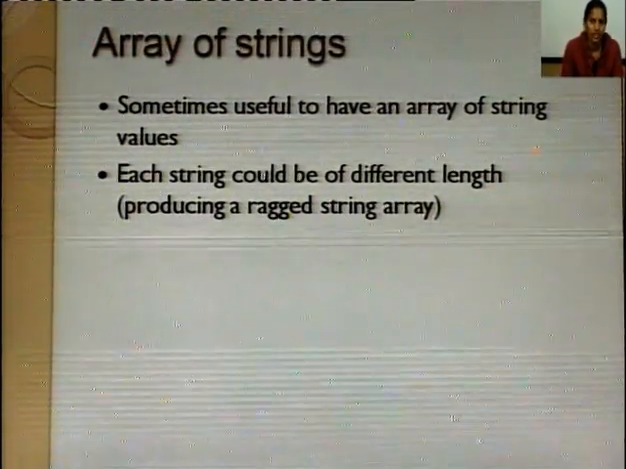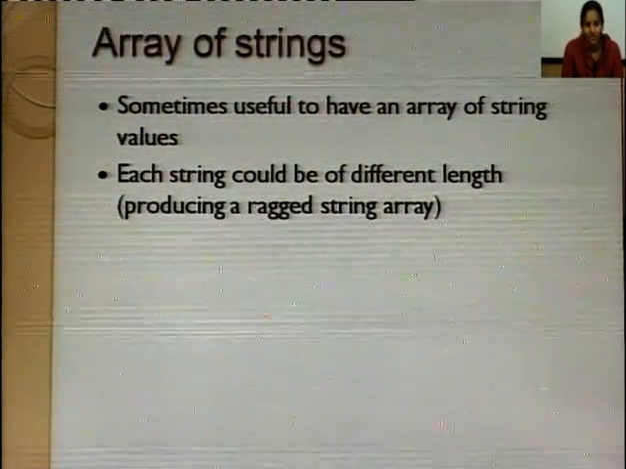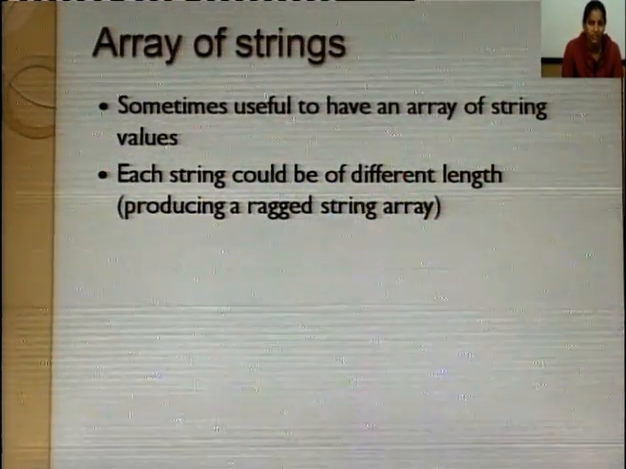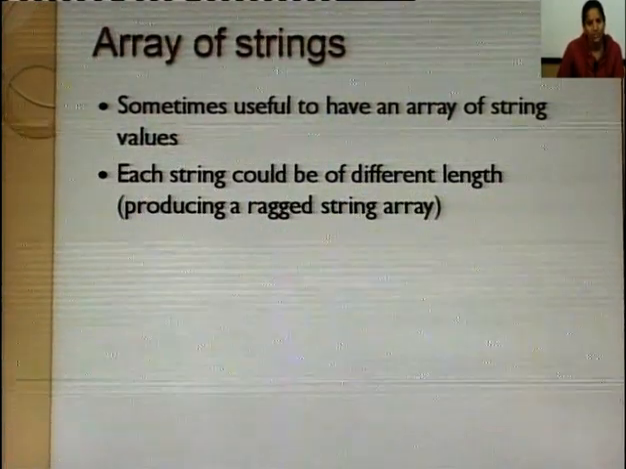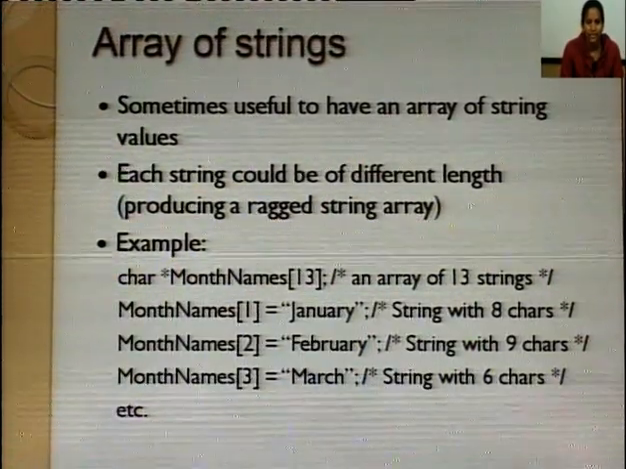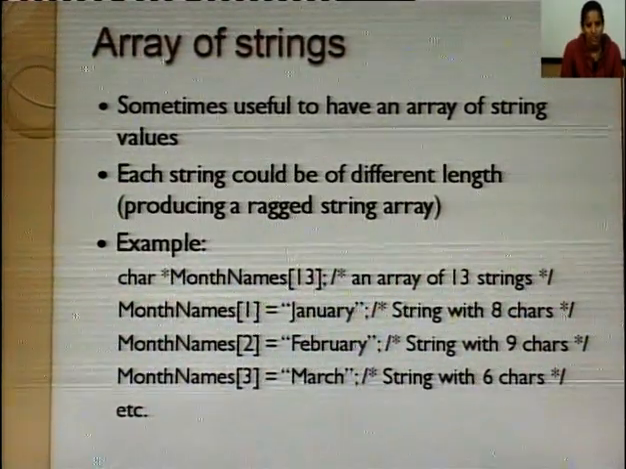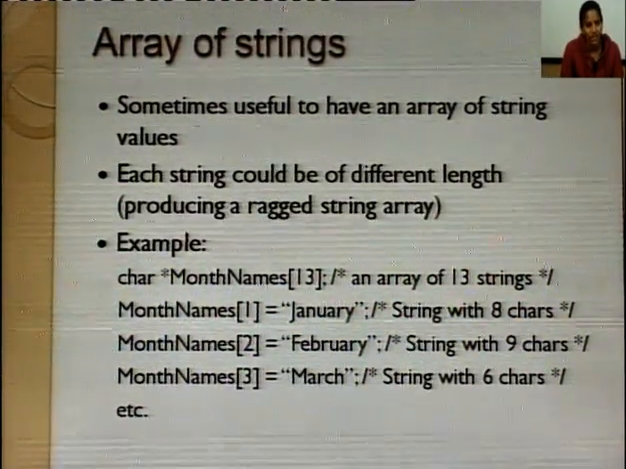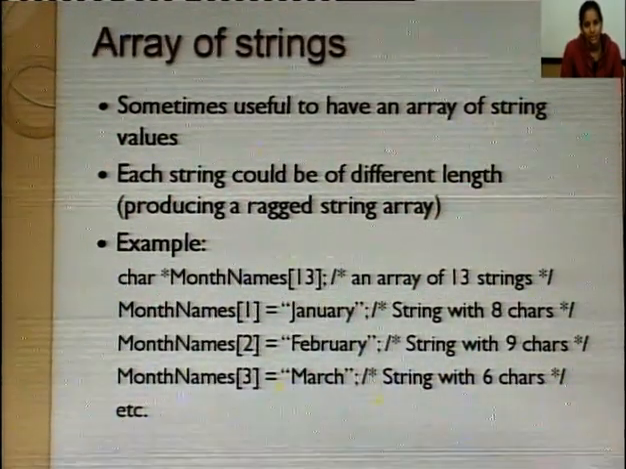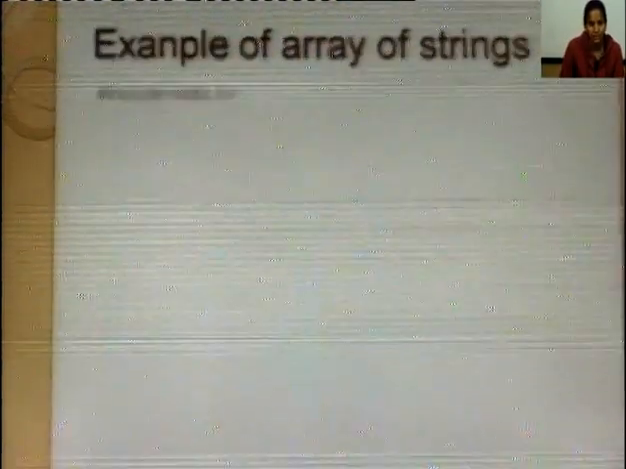Let us say we want to store 12 months' names. January has different characters, February has different characters, March is of different length. So each string could be of different length. Let us look at the example. There is month name, we have taken 13 because the last one is for the null character. Month name 1 is January, a string of 8 characters. Month name 2 is February, a string with 9 characters. Month name 3 is March, a string with 6 characters, etc.